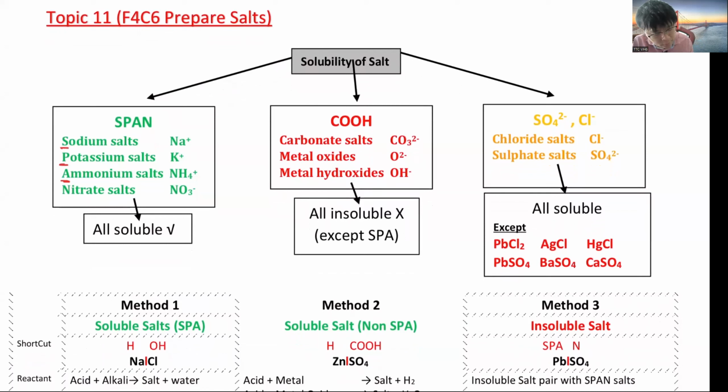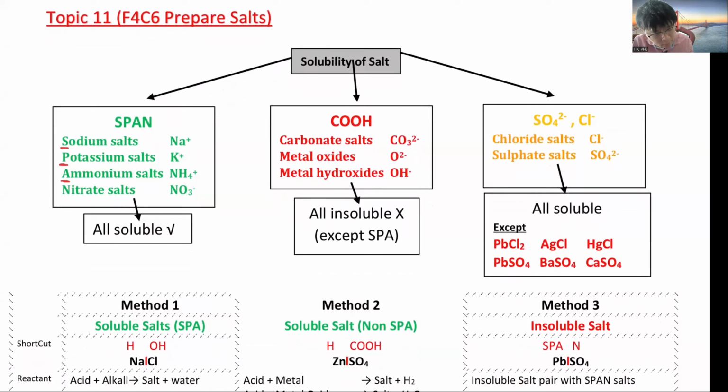Now, any salt with carbonate, oxide or hydroxide, COOH, will be insoluble. CO stands for carbonate, O stands for oxide, OH stands for hydroxide. Most carbonates, oxides and hydroxides are not soluble unless they are SPAN salts. For example, sodium carbonate, potassium carbonate, sodium oxide, sodium hydroxide and potassium hydroxide are all soluble, and the rest will be insoluble.